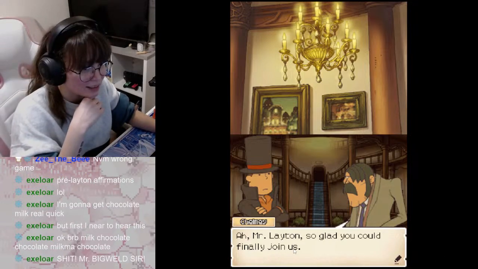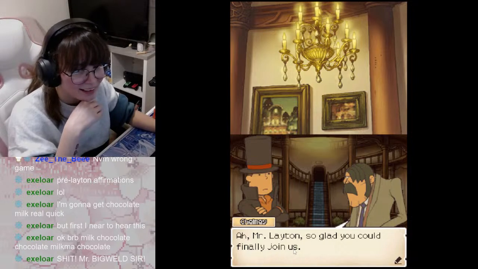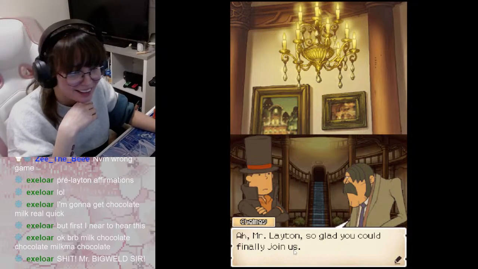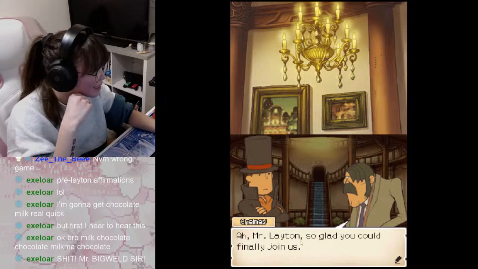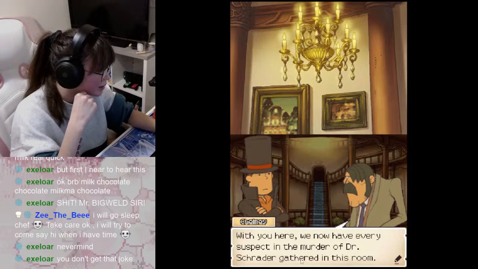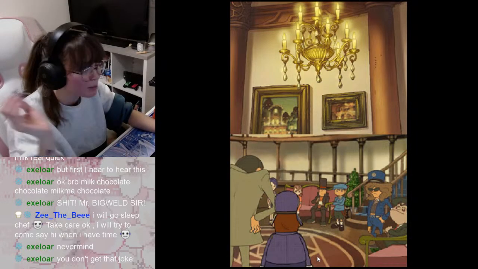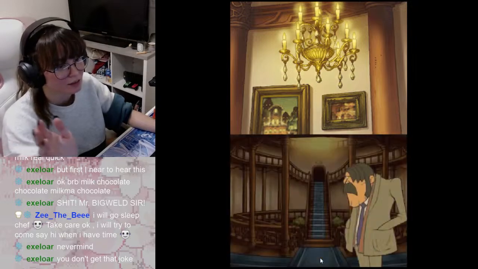Ah, Mr. Layton. Shit, Mr. Bigweld, sir. What? What are you talking about? Ah, Mr. Layton, so glad you can finally join us. With you here, we now have every suspect in the murder of Dr. Schrader gathered in this room. What? We're a suspect? If he suspects us, I swear to fucking God, you don't get that.